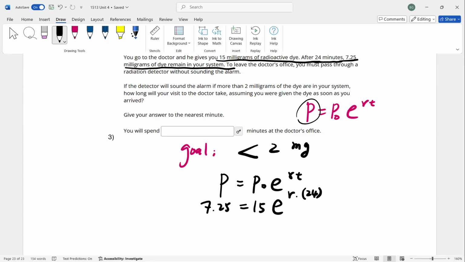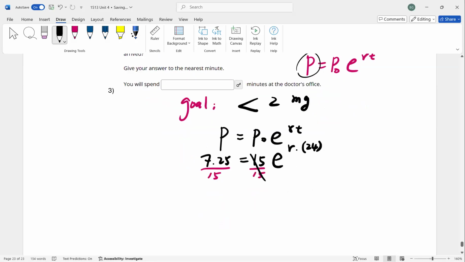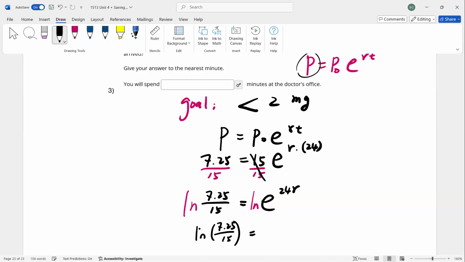Firstly, I'm going to divide each side by 15 and cancel this 15. And we would have 7.25 over 15 equals e to the power of, I'm going to write r times 24 as 24r, right? And then we're going to solve this exponential equation. It is an exponential equation because the unknown is in the exponent. We take ln of both sides, and we have ln of 7.25 over 15 on the left side. You should be very familiar with this right now.